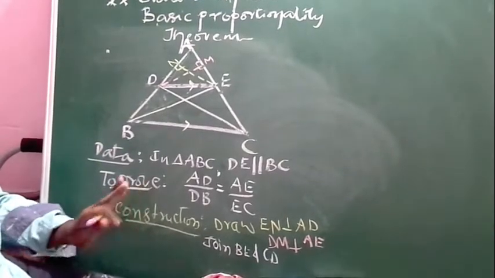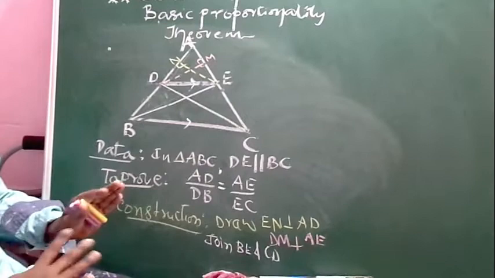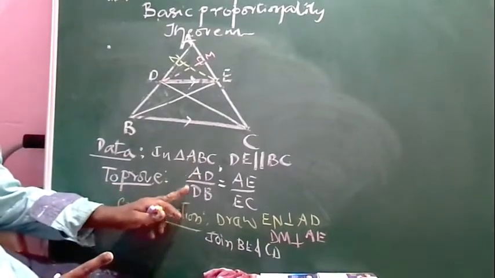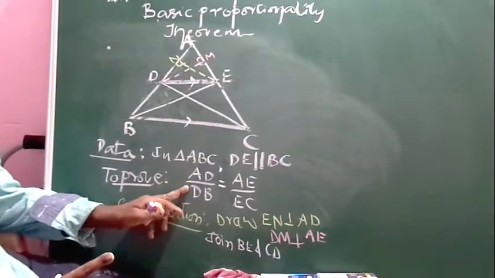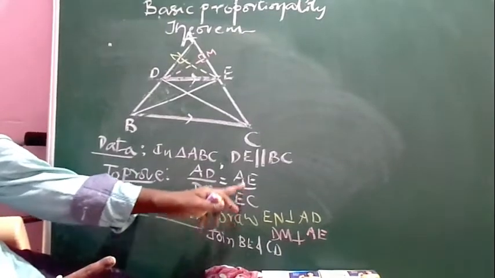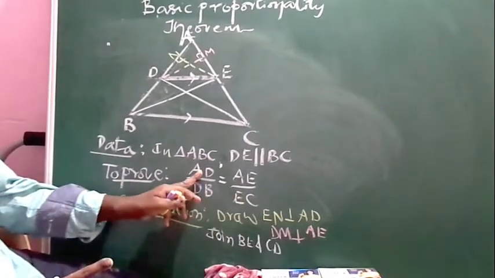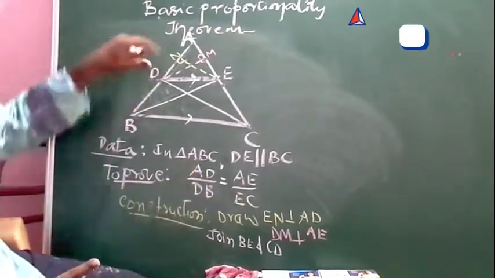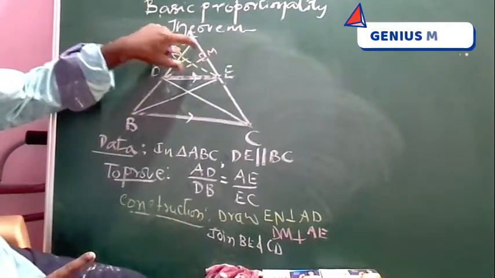Now observe the triangles, the pair of triangles having AD and DB as bases, and AE and EC as bases. Here AD is here. So take down this triangle.